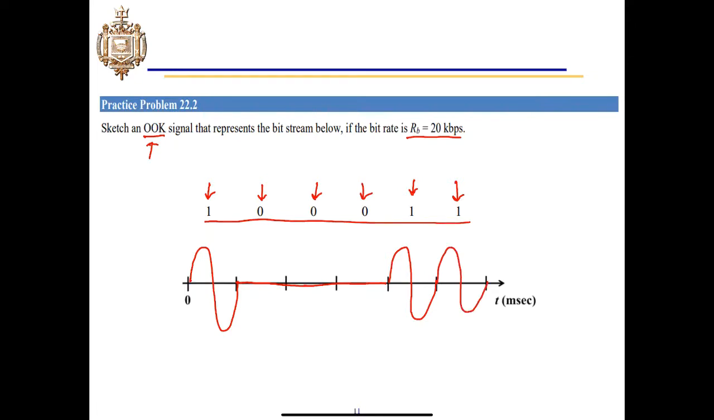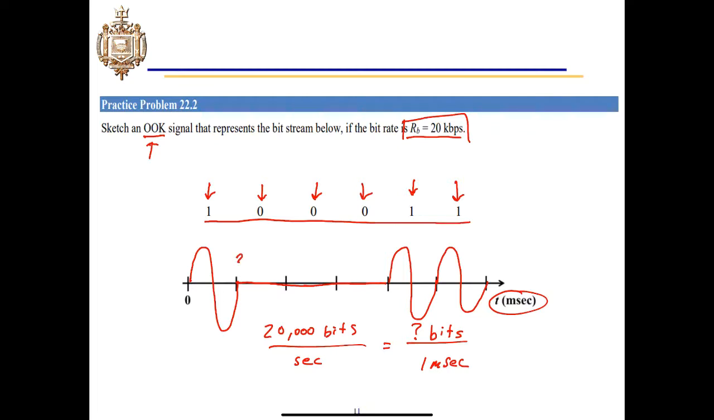To complete this, notice the time scale here is in milliseconds. If we're transmitting at 20,000 bits per second, how many bits are we sending in 1 millisecond? You can figure that out, do the conversion, so you can see what the time scale is for each bit.